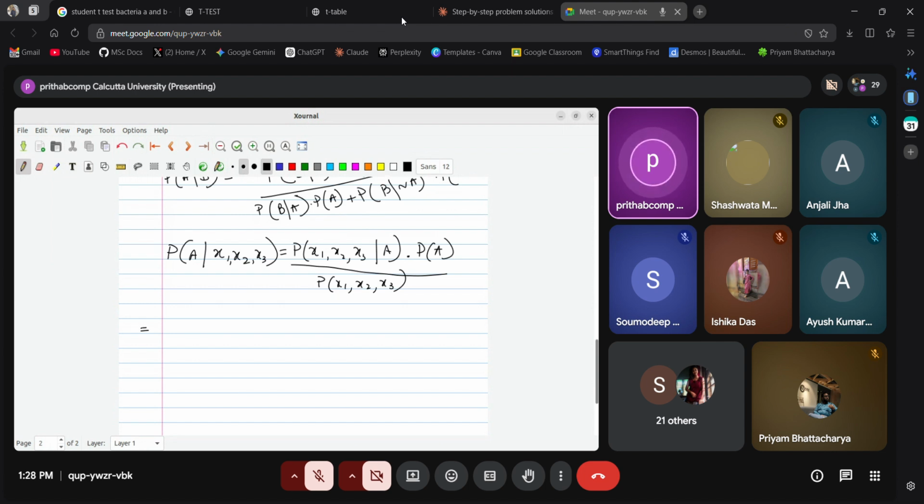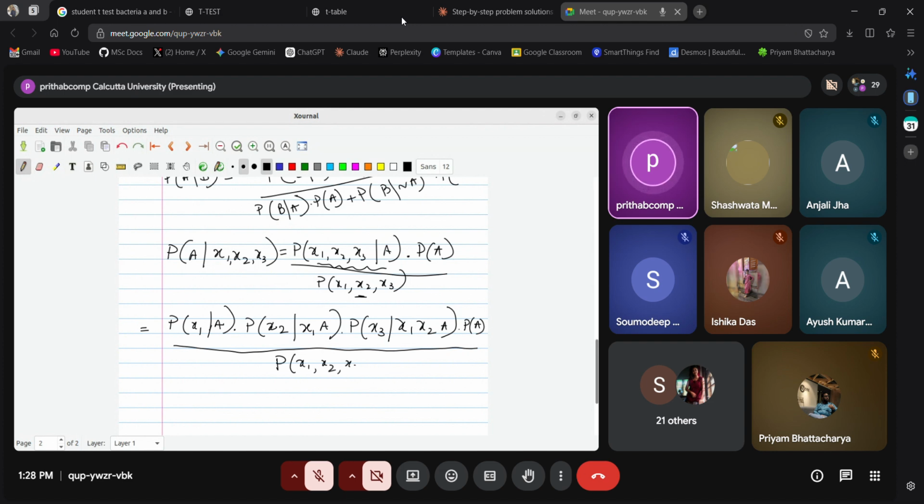Now again, this can be written using Bayes theorem. How? It can be written as probability of x1 given A into probability of, and this is what is important, probability of x2 given x1 has happened and A has happened, right? Then probability of x3 given x1, x2 have happened and A has happened, into probability of A. I'm expanding this part and divided by, this part is similar to the previous one, probability of x1, x2, x3.